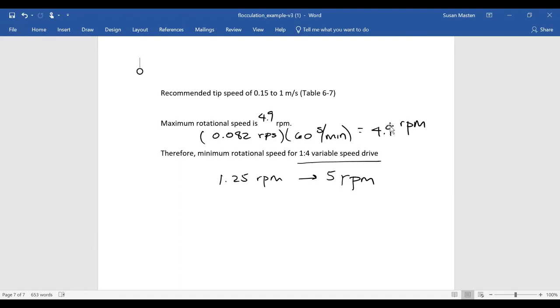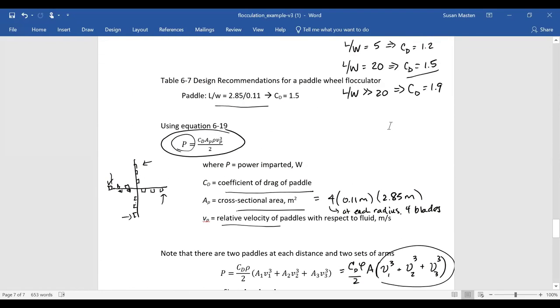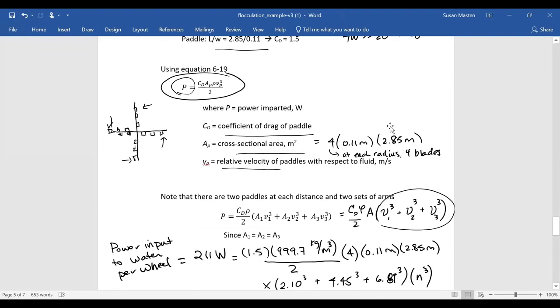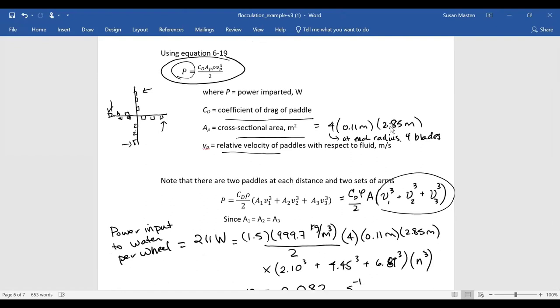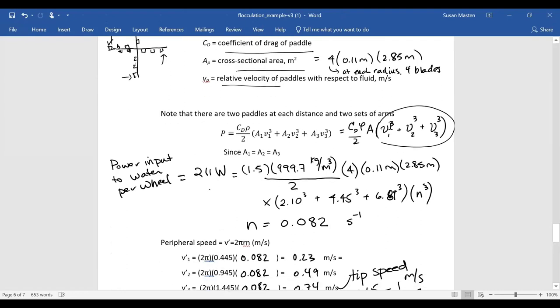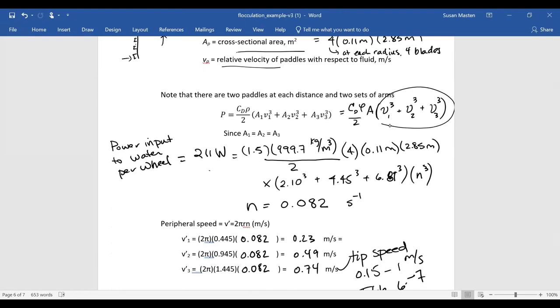So the question is, where did the N come from? Go back, way back here. N is the rotational speed. We don't know what the rotational speed is. So what we determined here was the velocity of the paddles relative to the water is a function of this rotational speed. So then when we go to the equation for power, we have velocity in here, but we don't know N. We know the power, but we don't know N. So what we're doing is we substitute in for the velocity as a function of N. It becomes N cubed because velocity terms are cubed. And then we can solve for N.